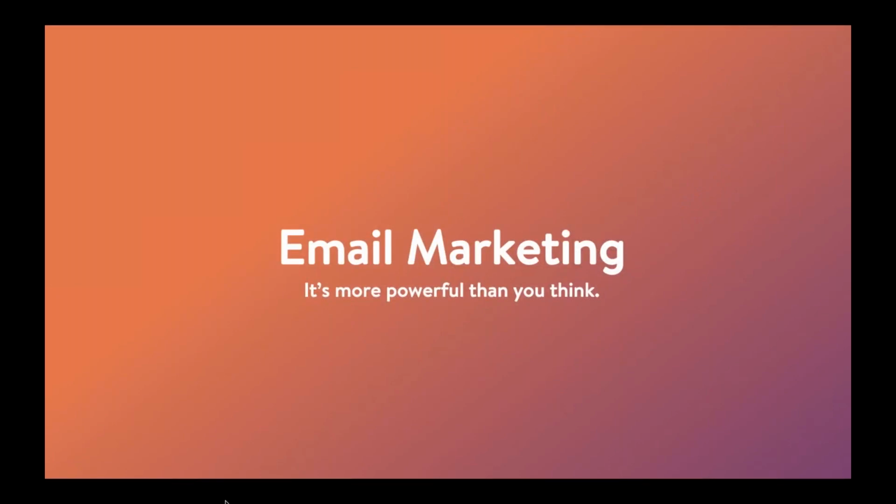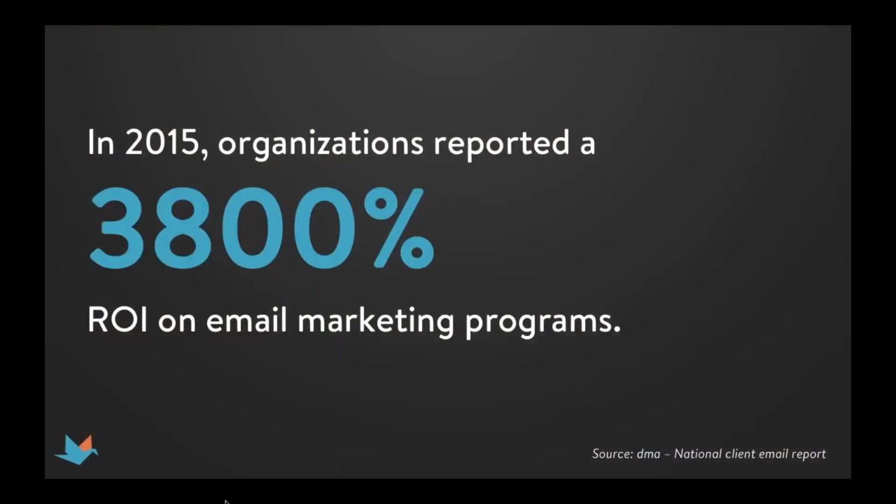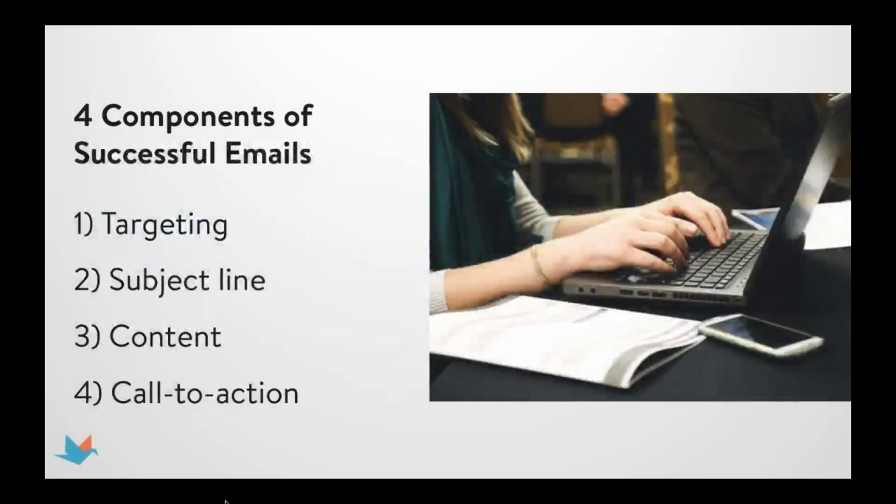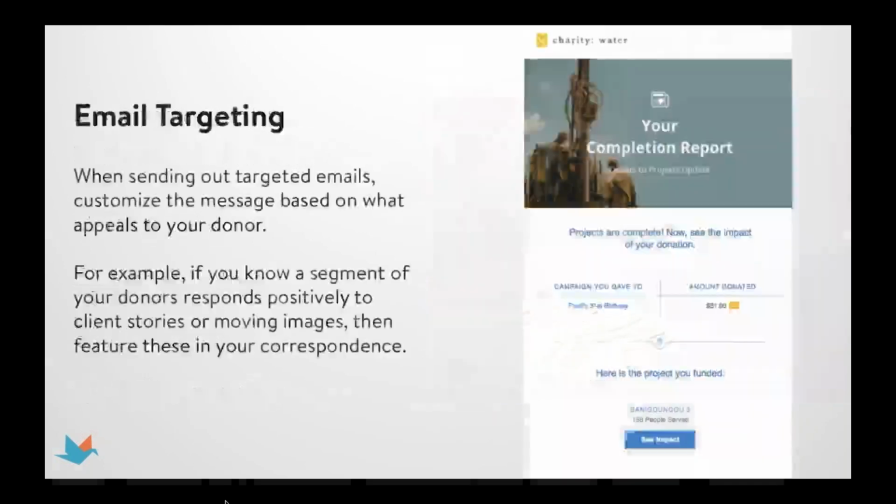One of the biggest, most powerful tools we think is out there today, even in today's increased competition for attention, is email marketing. It's more powerful than you think. It actually has a huge ROI when you really dig into the value of email. And what we see is that there are four components of a successful email. It's all about targeting, and then the subject line, and then the content, and then the call to action. And I'm going to break that down for you a little bit further.